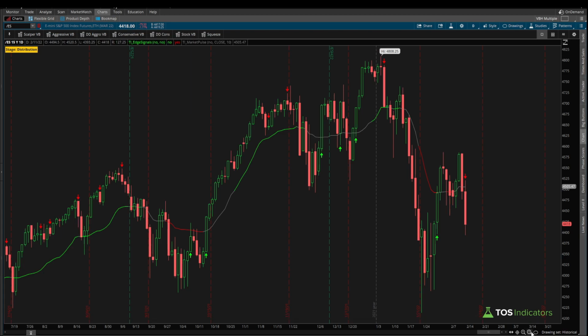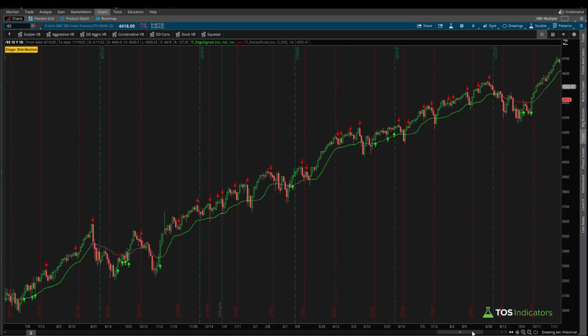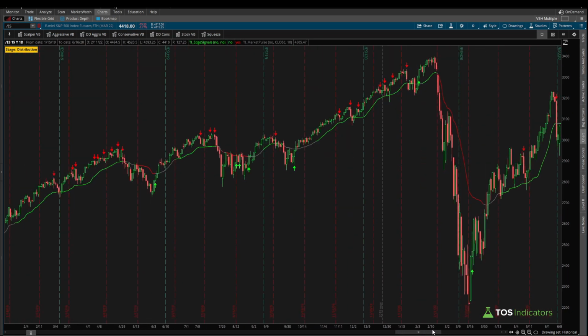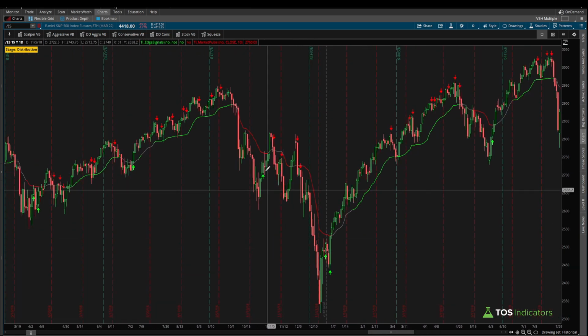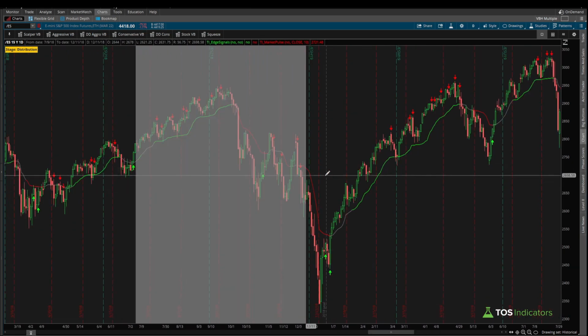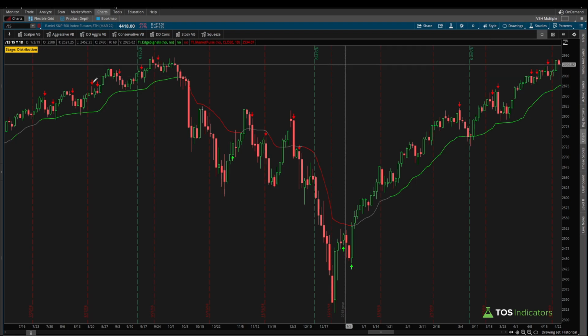Let me start by going back to that 2018 time period where we had this setup present itself. That was November 2018 right here. So let's zoom in and study this time period a little bit more in detail. First, we're looking for that bearish market pulse. So we have red right here to gray to red. And the first time we see that bearish edge signal is right here. So as of this moment, step 1 is met. We have an overall bearish market pulse.